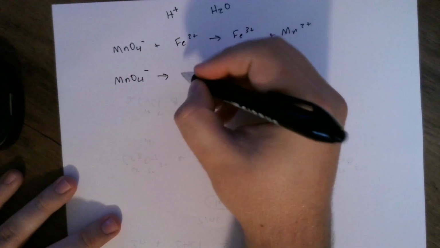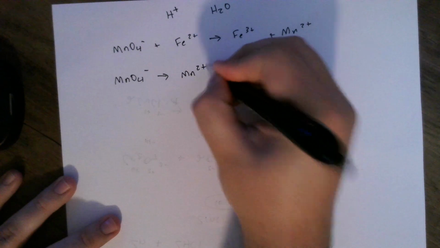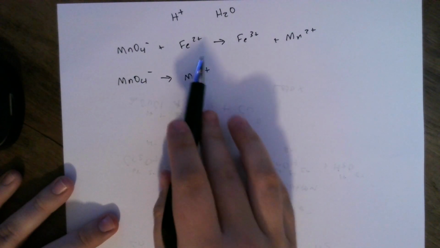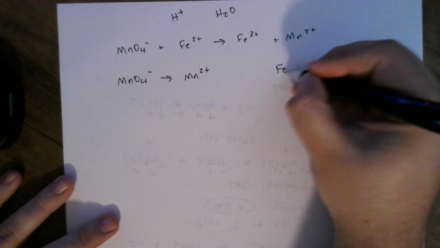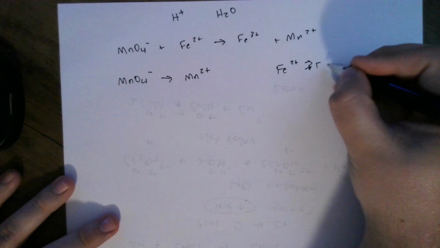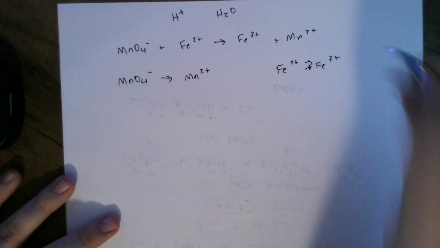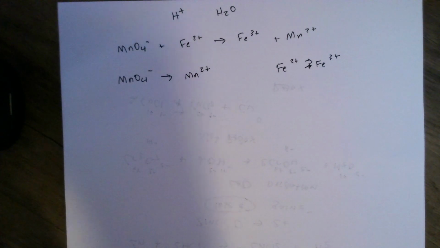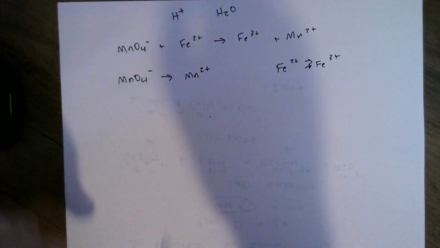It turns into Mn2+, because those two things pair together well since they both have Mn. Then I'm going to take these other two, Fe2+ yields Fe3+, and pair those together. I'm going to split my one reaction into two half reactions and tackle each one separately.